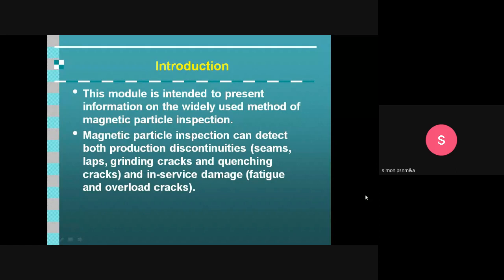So what are the production discontinuities? Seams, laps, grinding cracks, and quenching cracks. All these are production discontinuities. And fatigue and overload cracks are in-service damage. So the defects produced during production or manufacturing are known as production discontinuities, and the defects produced during the service of the component are in-service damage.